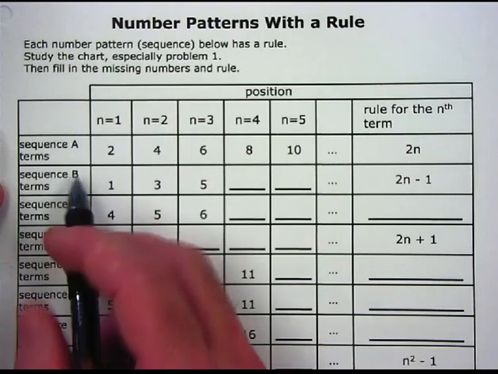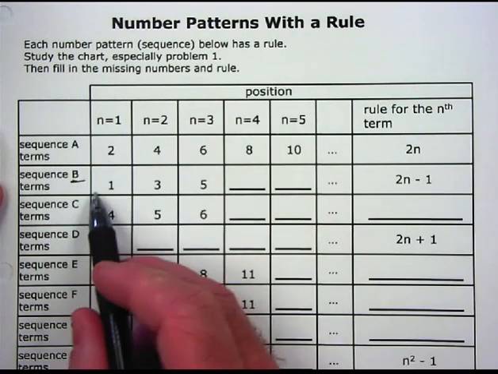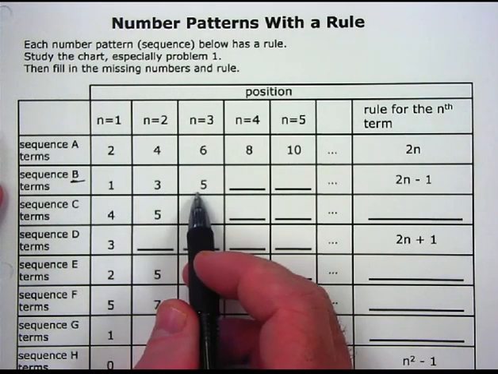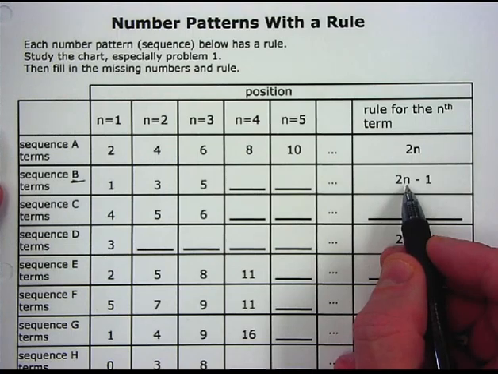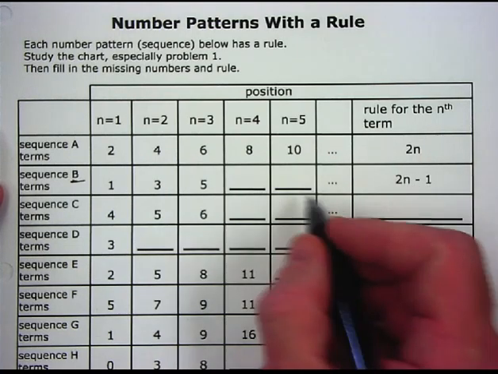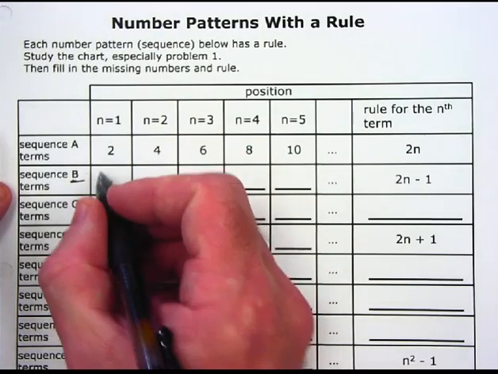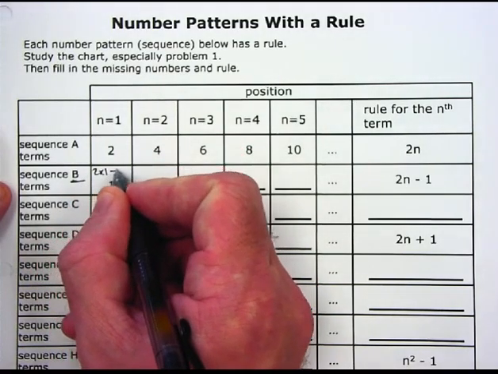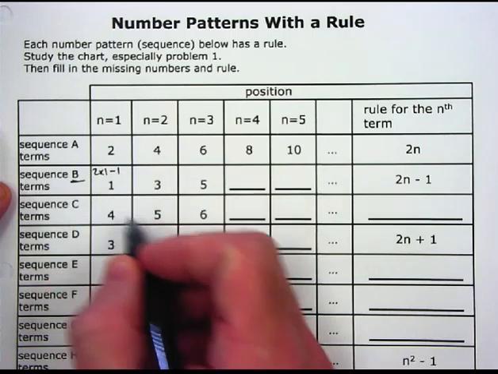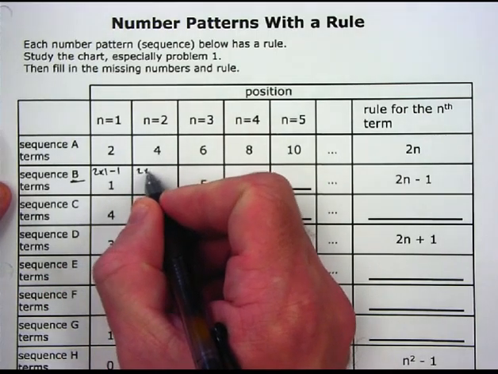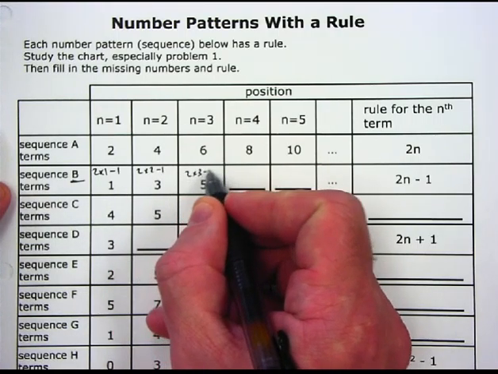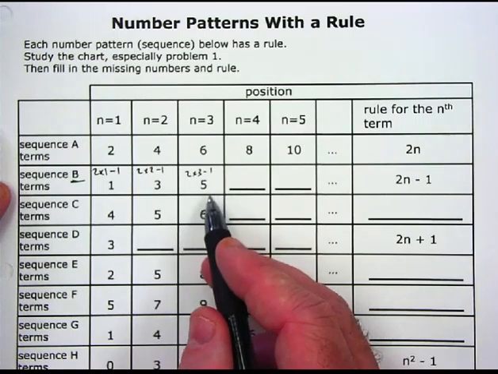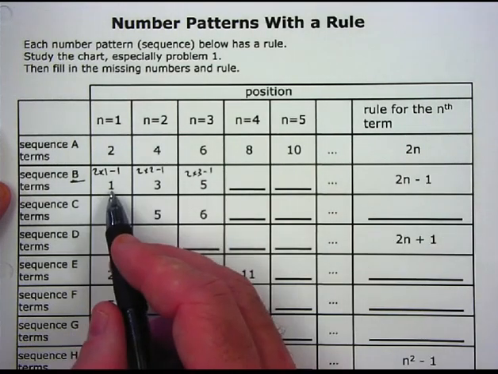The next sequence, sequence B, they've given us the first 3 terms, 1, 3, and 5, and they've also given us the rule. The rule is 2n minus 1. So 2 times the position in the sequence minus 1 should give us the term. So let's check that for the ones they've given us. When n equals 1, that would be 2 times 1 minus 1. 2 times 1 is 2, minus 1 is 1, so that works. 2 times 2 minus 1 would be 4 minus 1, which is 3. And 2 times 3 is 6, minus 1 is 5. So we've verified that this rule works for the terms they've given us.